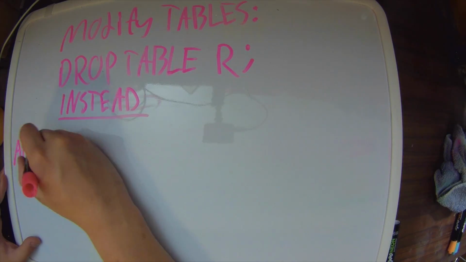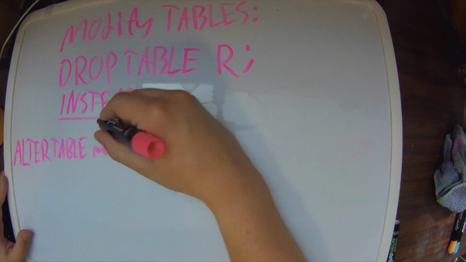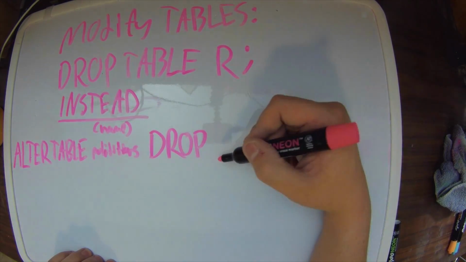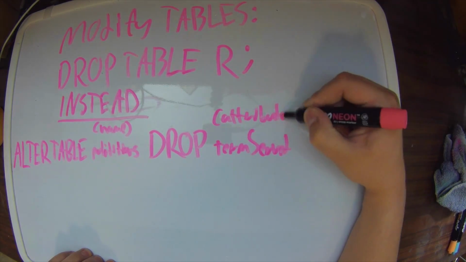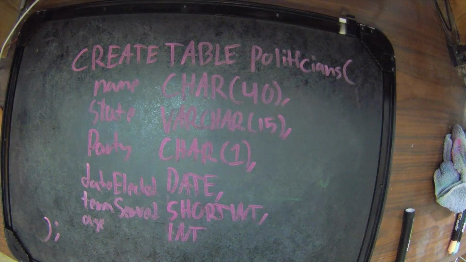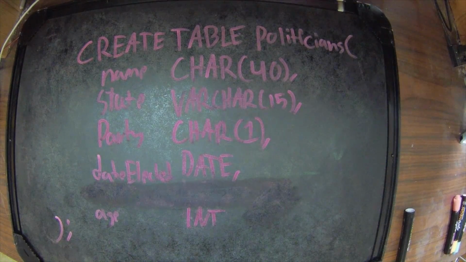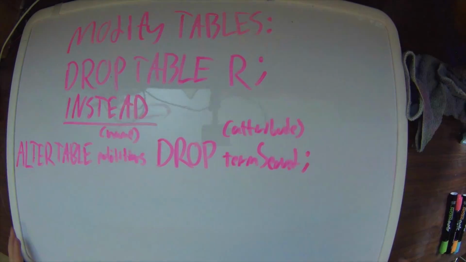You can do this by the alter command and the drop command that we already learned. So you just write alter table, then the name of the table, then the drop command, and the name of the attribute you want to drop from the schema. So if we flip it over, we know that we want to get rid of term served. Let's say that doesn't really make sense because we already have the date elected, so maybe we can already figure that out on our own.